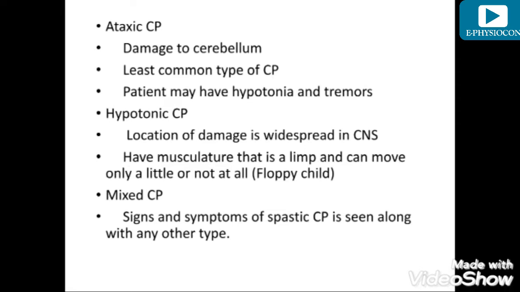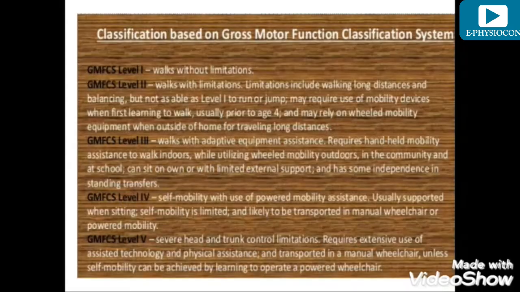Ataxic cerebral palsy is damage to the cerebellum, the least common type of cerebral palsy, and the patient may have hypotonia and tremors. Hypotonic cerebral palsy: location of damage is widespread in CNS, and the child has musculature that is limp and can move only a little or not at all, called a floppy child. Mixed CP: signs and symptoms of spastic cerebral palsy are seen along with any other type.